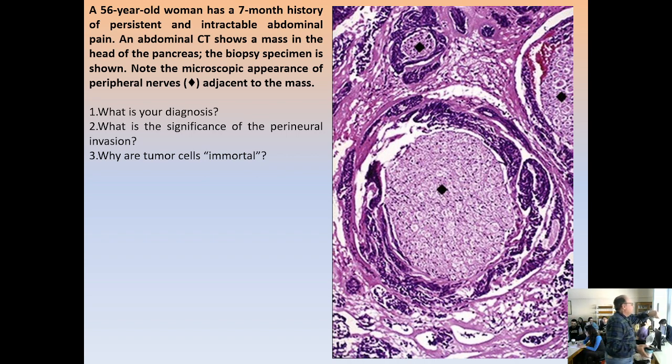Now here, there is an image from a patient who has persistent and intractable abdominal pain. Which histologic structure is surrounded by cancer cells as part of their invasion? And consequently, there is a pain, not an acute pain, a rather soft pain. So can you define the structures and show me where the normal tissue is and where the malignant cells are surrounding the normal tissue? Who can show me?